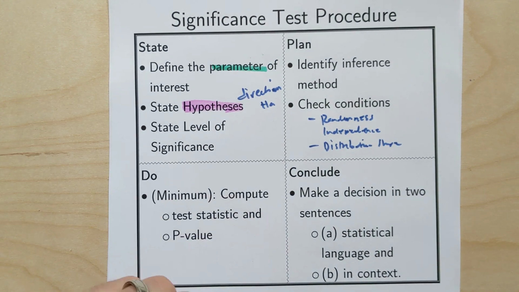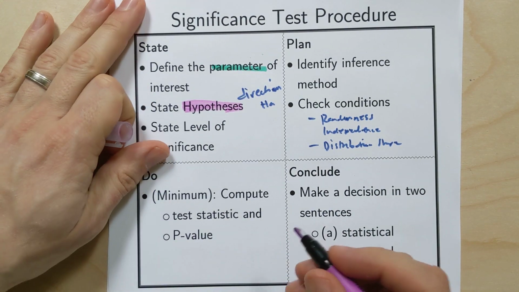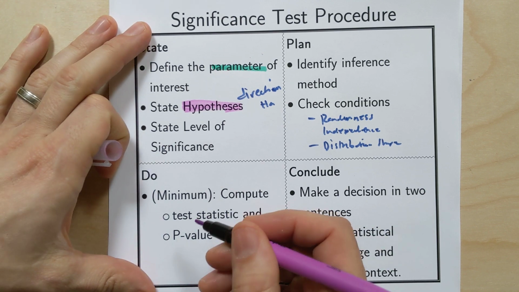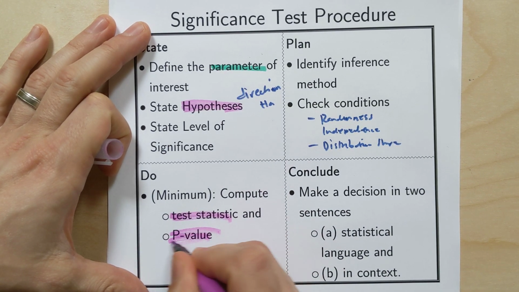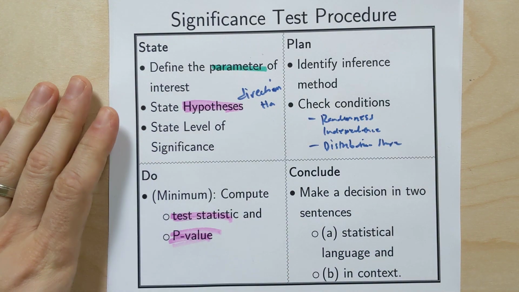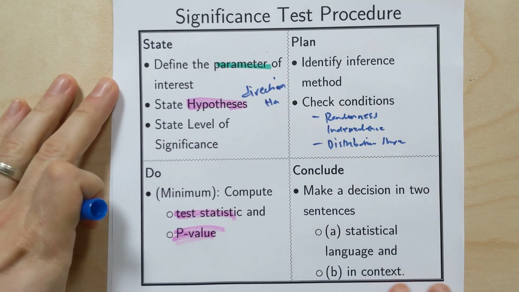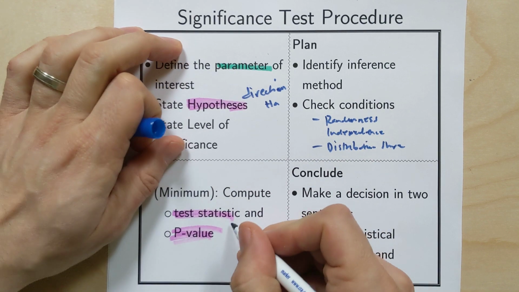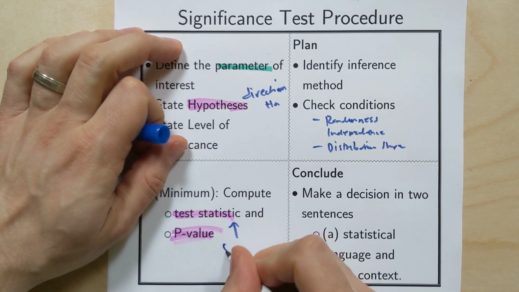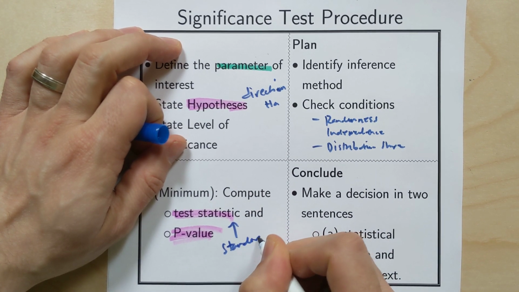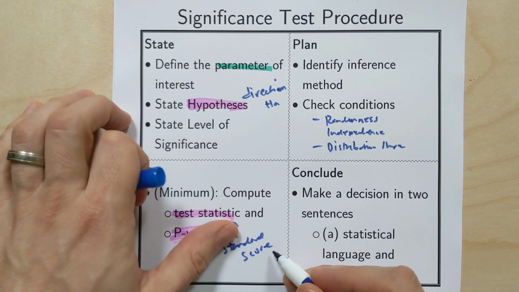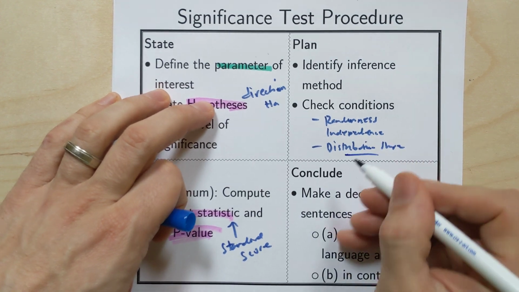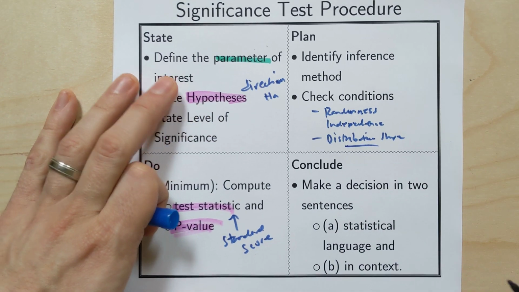Then when we're doing, there's an extraordinarily minimal amount of work that actually needs to be shown. But you do need to calculate and show a test statistic and then a p-value that will be used for determining your significance test, assuming that you're doing the significance test using p-values. And then remember, the test statistic was just a fancy name for a standard score or a z-score, right? It's just measuring how many standard deviations something is away from the mean based on the formulas that are appropriate for the distribution you're using.